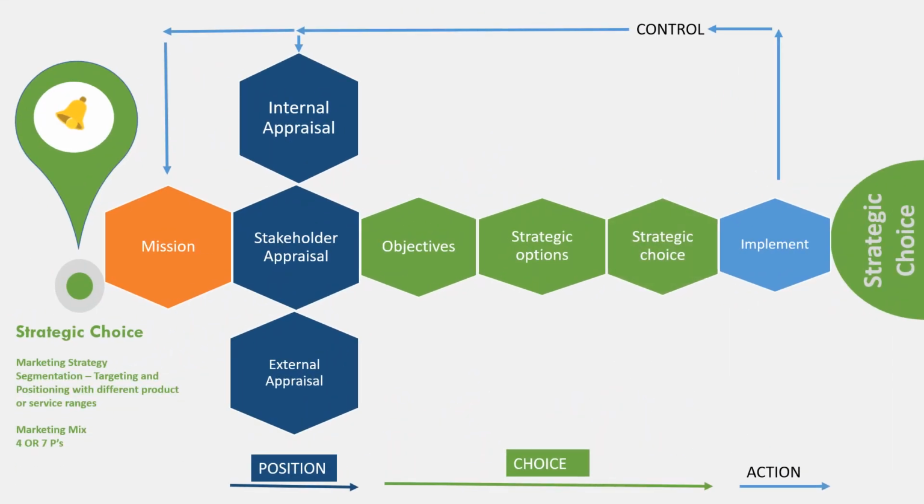Then if we look at the strategic choice, well, the strategic choice is determining what you want to do, and then that's obviously going to lead into your marketing strategy for your range of products or services in terms of your segmentation, your targeting, and your positioning. And it's then going to link into your use of your marketing mix, either the 7 or the 4 Ps.